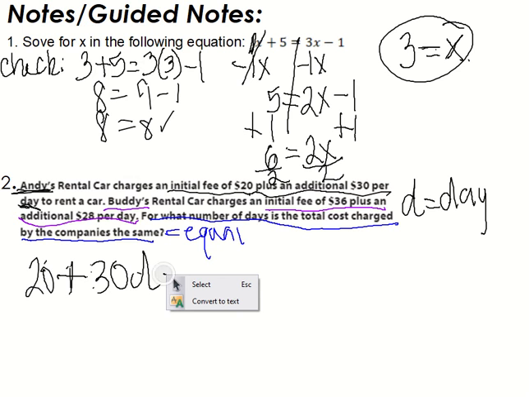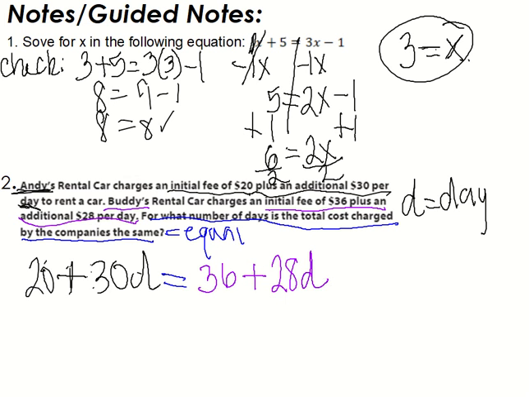It's going to equal Buddy's. Actually, I'm going to change my color. Equal Buddy's, and Buddy's was an initial fee of $36. So there's our constant plus $28 a day.